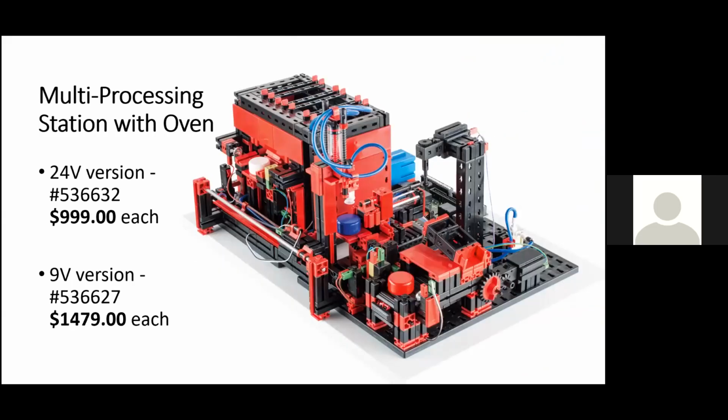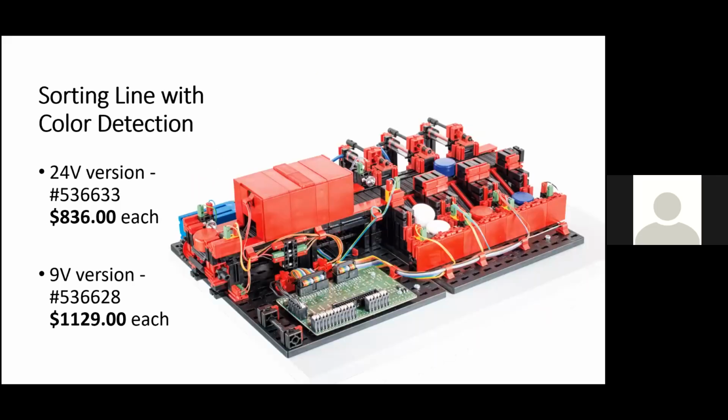The multi-processing station with oven in the 24-volt version, 536632, is $999 per unit. The 9-volt version, number 536627, is $1,479 per unit, again, pre-wired to the robotics controllers. These are all, of course, list prices. You can get a quote from us as well. Sorting line with color detection, 24-volt version, is $836 per unit. The 9-volt version, 536628, which includes the robotics TXT controller, is $1,129 per unit.